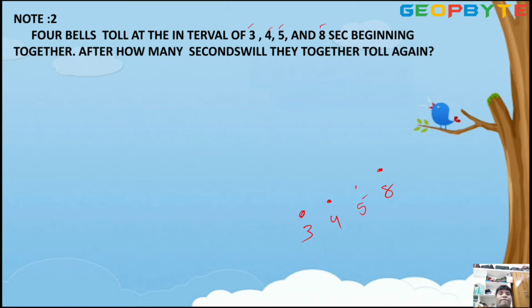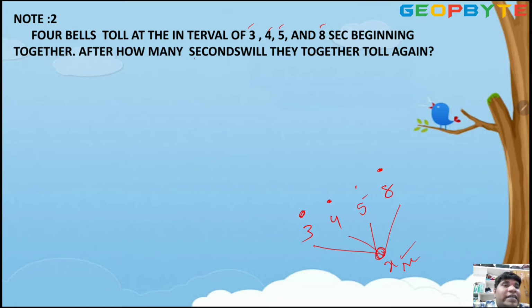Then it means a common multiple of these 4 numbers. Suppose the common multiple is x. At the x-th second, all bells toll together. That is simple logic. Bell concept to traffic signal questions, everything is the LCM concept. You remember. Okay.